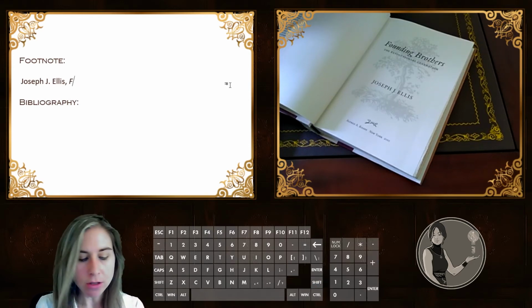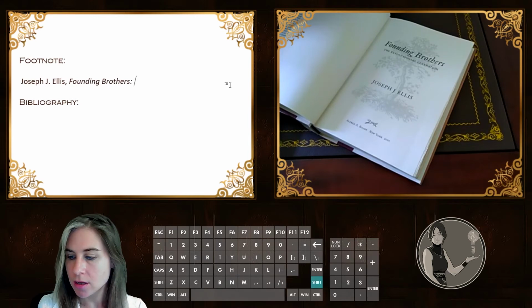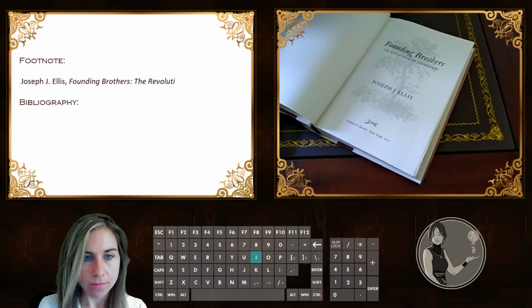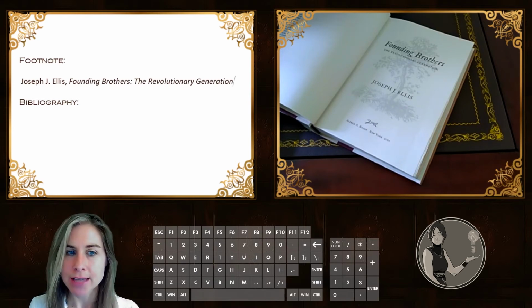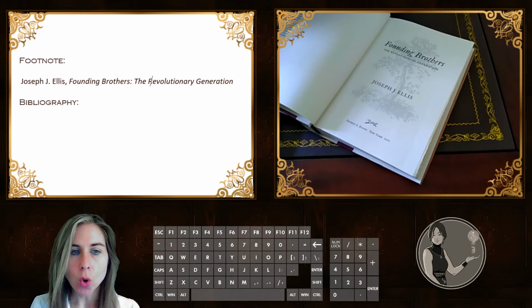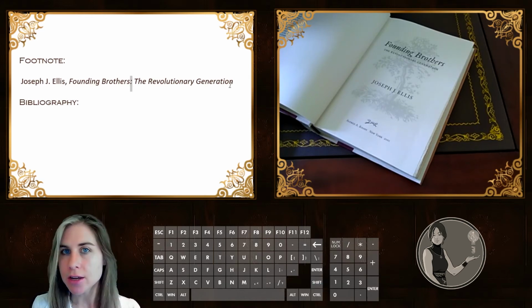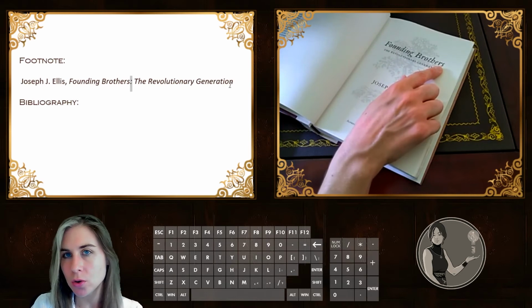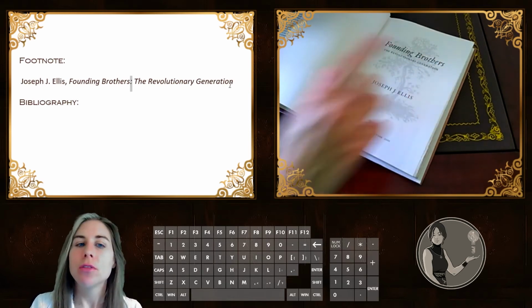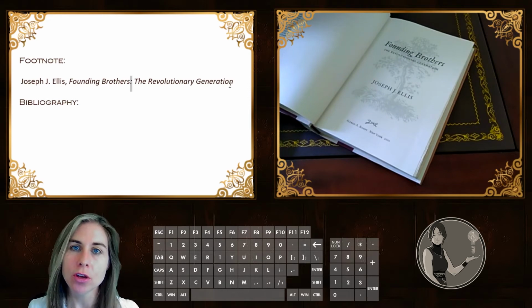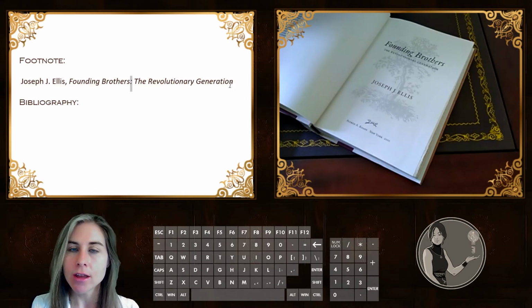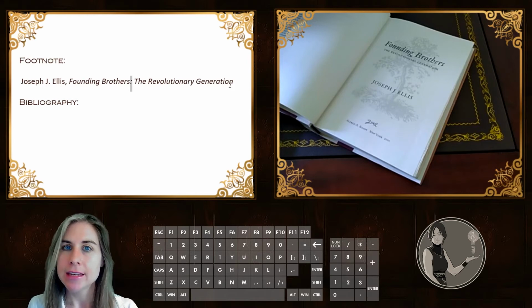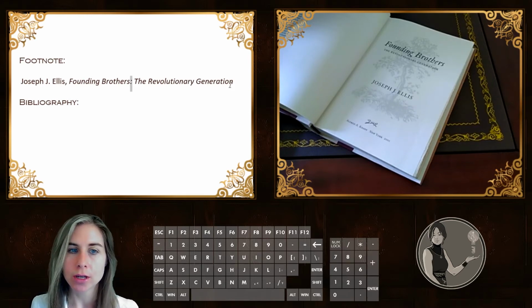So we type out the title, Founding Brothers: The Revolutionary Generation. Now you'll notice a couple things about the way that I typed this out. First, I put a colon in between the title and the subtitle, even though there isn't a colon here on the page. Putting the colon there is a typographical convention. It's a bit of information you're giving your reader, saying this is the title, and anything after the colon is the subtitle. It doesn't have to actually be there on the page for you to include it.